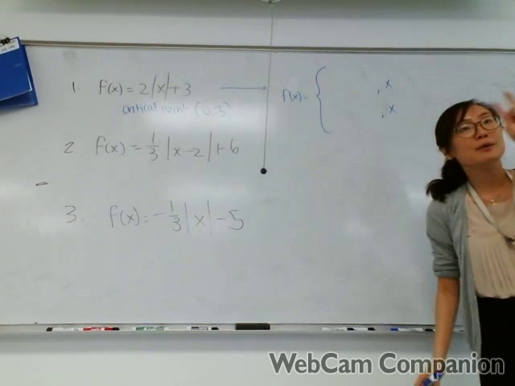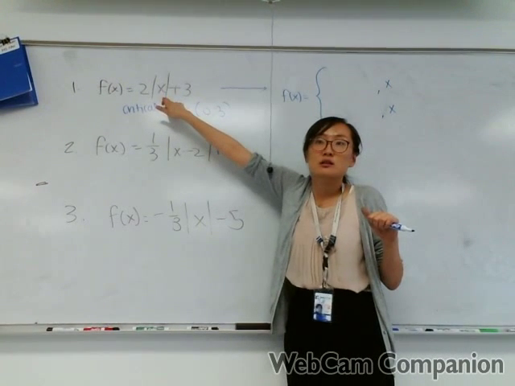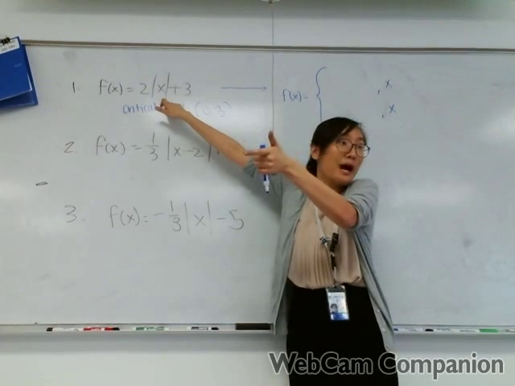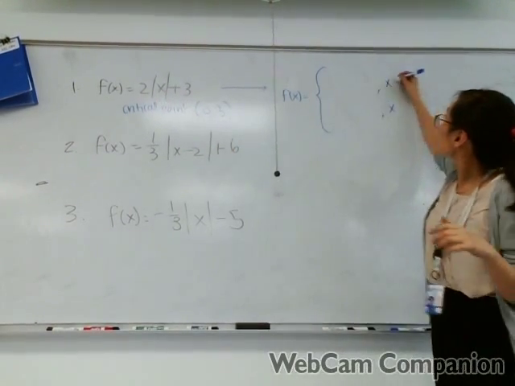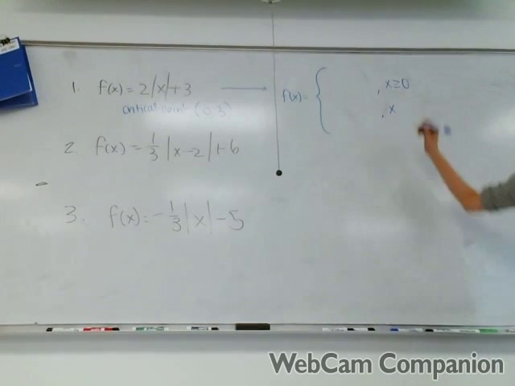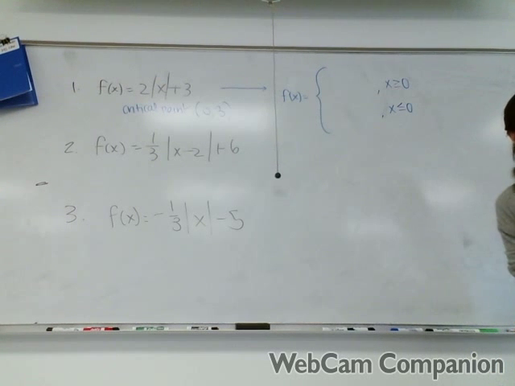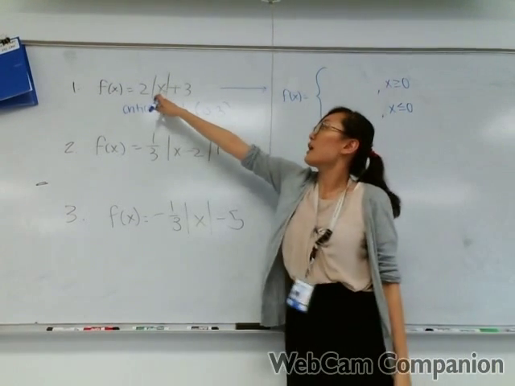Okay. So now let's talk about the two cases. X can be one of two things. Negative or positive. So those are going to be my two domain restrictions. X is going to be greater than 0, or x is going to be less than 0. Why 0? Because it's always positive or negative, it's always 0.